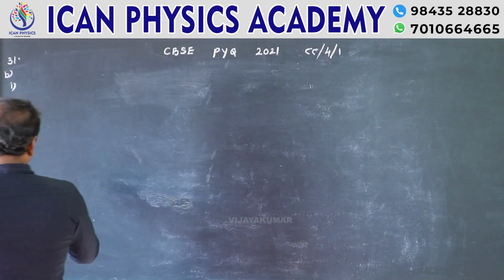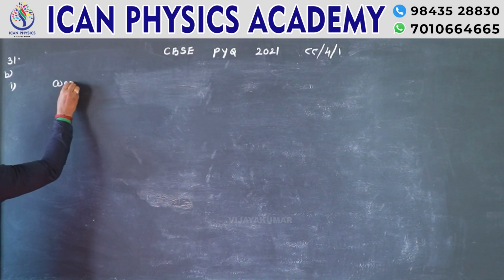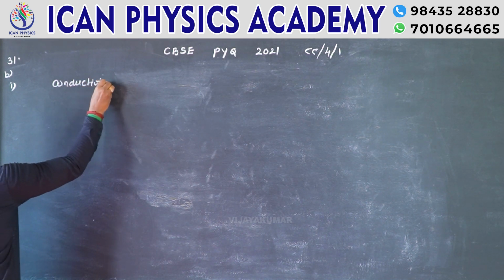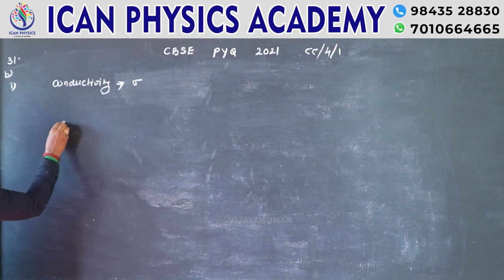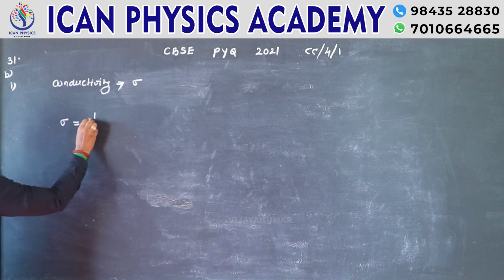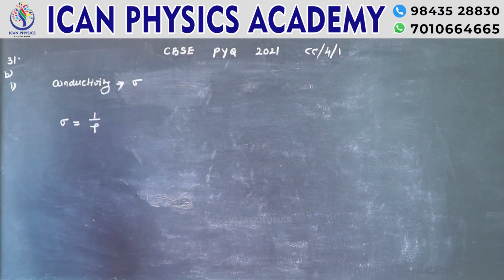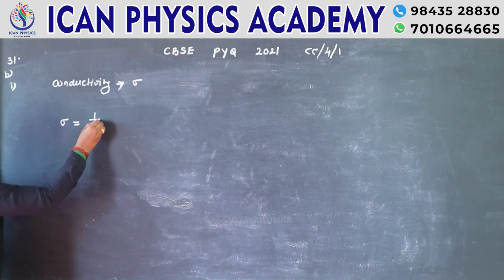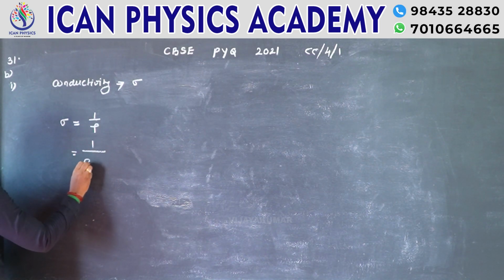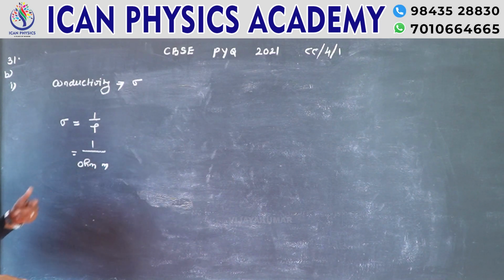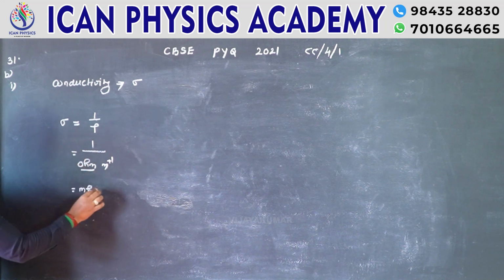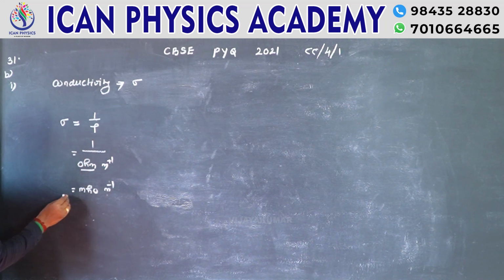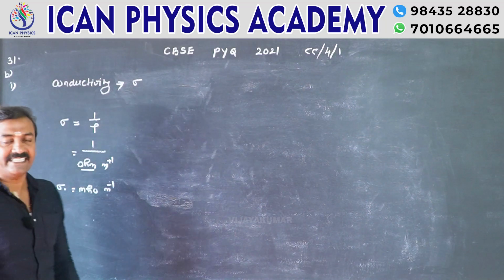So the next question is conductivity. Conductivity is denoted by sigma. It is defined as the reciprocal of resistivity, or otherwise the ability to carry the current. The unit of resistivity is ohm meter. So when it becomes reciprocal, ohm becomes mho, and the power plus 1 goes to the numerator as minus 1. So mho per meter is the unit of conductivity.